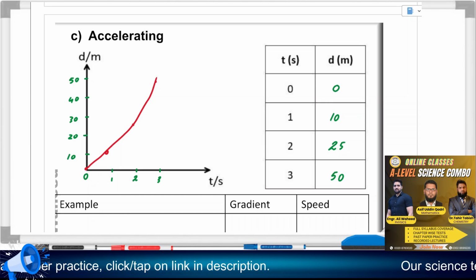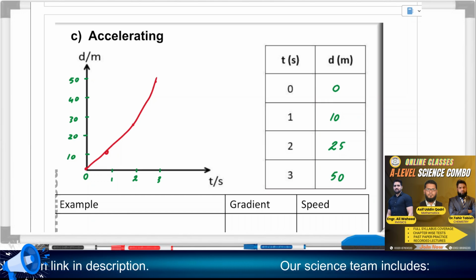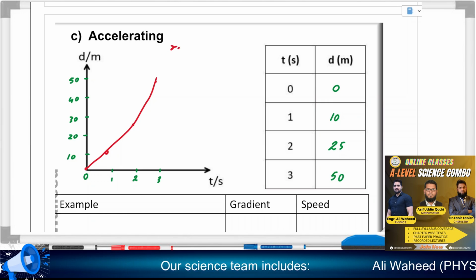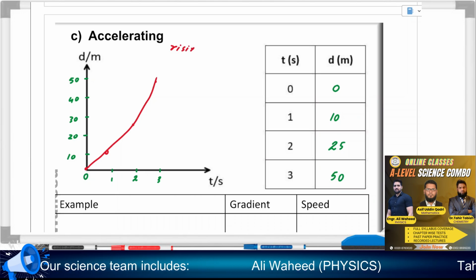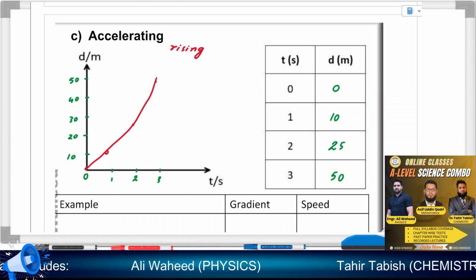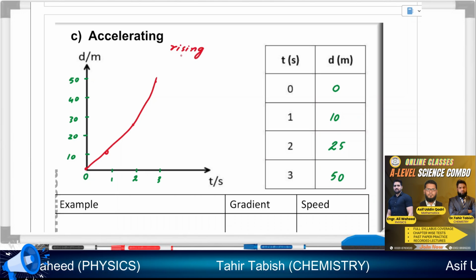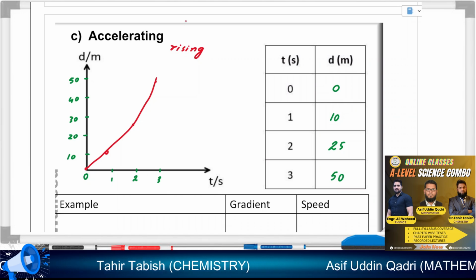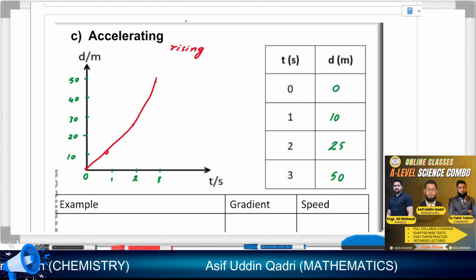So you see, this time we don't have a straight line, we have a curve, and that curve is rising. What do we mean by a rising curve? It means the gradient of the curve keeps increasing. It gets more and more vertical. It gets steeper and steeper.